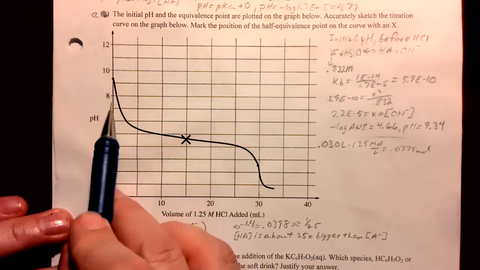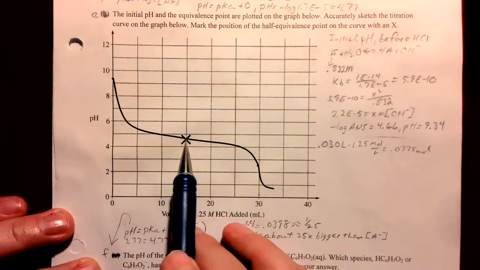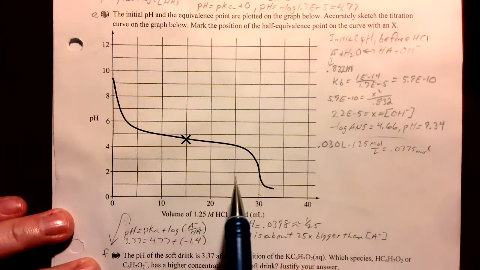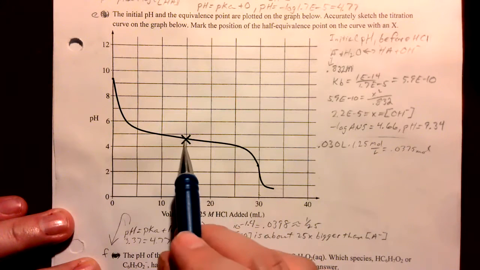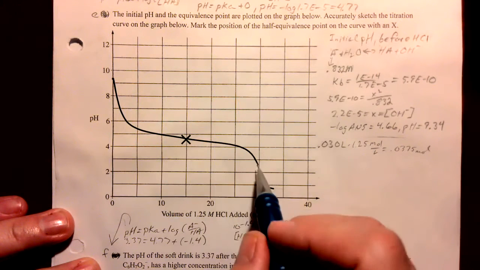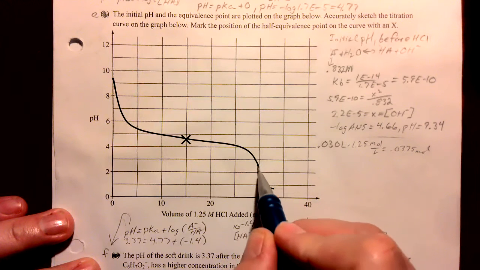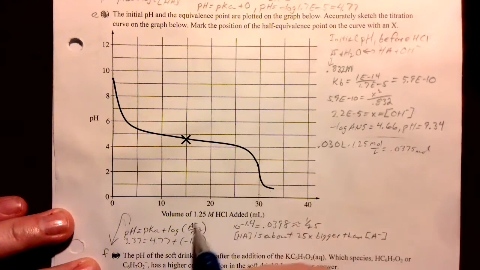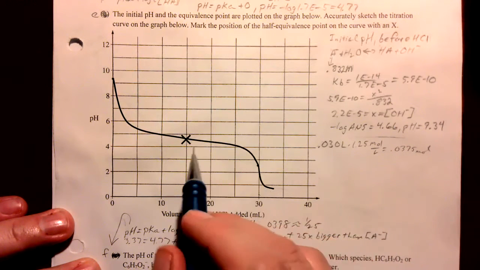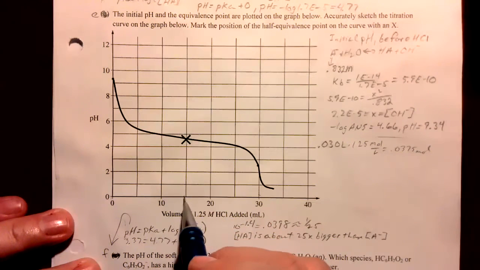So they just want to see the general curve here, and that the halfway point, the half equivalence point, is in the middle of the flat-ish spot. And how do we know that that's the halfway point? Because the turnover from one slope to the other is about 30 milliliters used. And so the halfway point must be about 15 milliliters used.